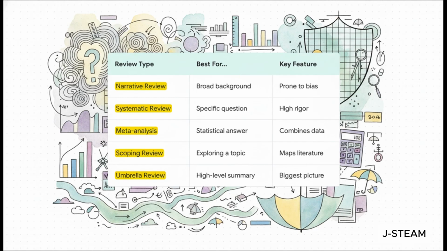If you just need a broad background on something, a narrative review is fine. Just remember, it can be biased. If you need a super reliable answer to a very specific question, you're looking for a systematic review. That's the gold standard. Need one precise statistical answer? That's a job for a meta-analysis. Just exploring a new field to see what's out there, a scoping review will map it all out for you. And if you want the highest level summary of what all the reviews are saying, you need an umbrella review.